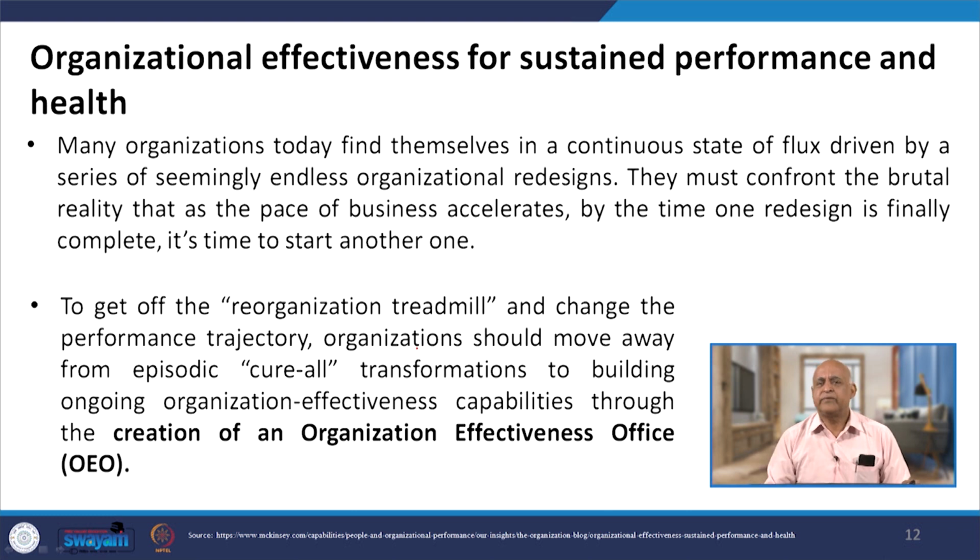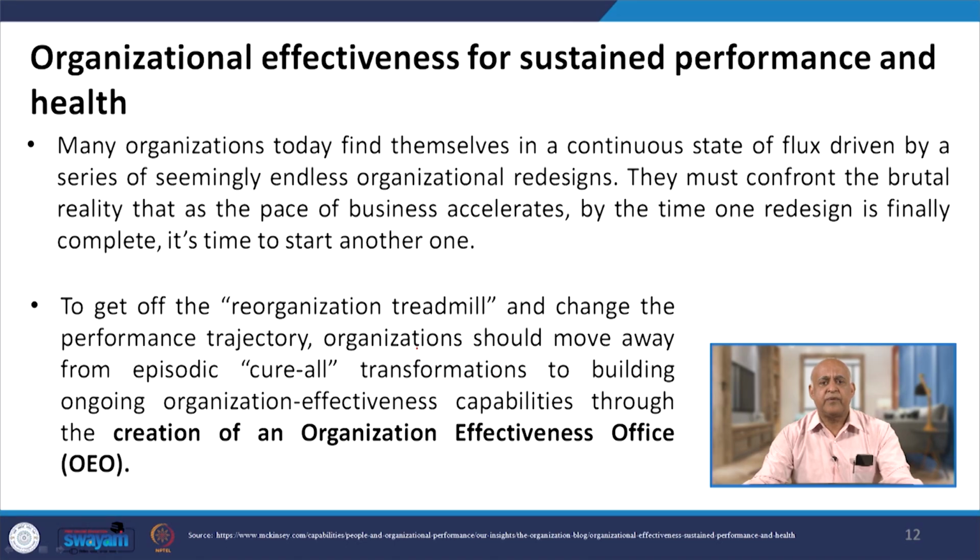I give the example of Jack Welch, which is the best example for organization structure redesigning. He realized it was time to start another one, and he changed from the vertical to the horizontal organization. So, to get off this reorganization treadmill and change the performance trajectory, organizations should move away from episodic cure-all transformations to building ongoing organizational effectiveness capabilities, through the creation of an organizational effectiveness office.